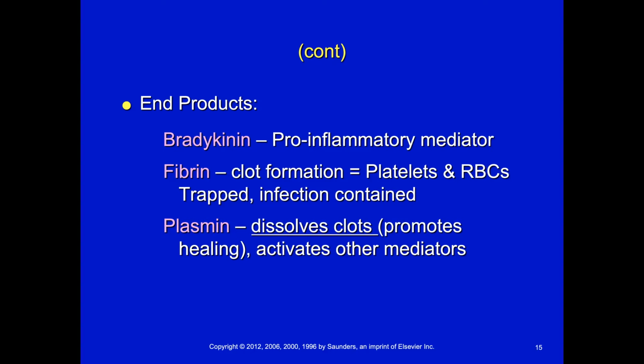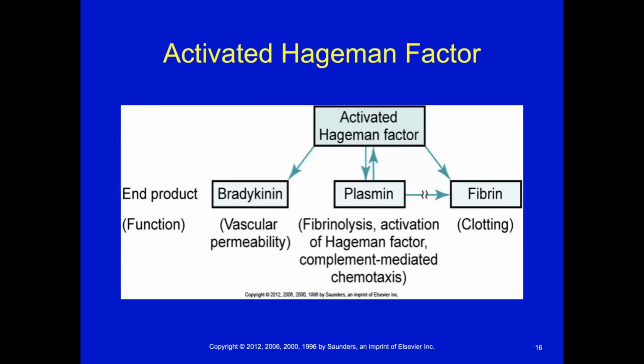And the Hageman factor is also responsible for creating plasmin, and plasmin has the opposite effect of being a clotting protein because it dissolves clots, and this is necessary to initiate and achieve healing. And plasmin also will activate other mediators. So you can see there's sort of a complicated relationship here. And this is just a chart from your book that shows your Hageman factor, bradykinin, plasmin, and fibrin. And there's all sorts of interactions and all sorts of effects going on here.